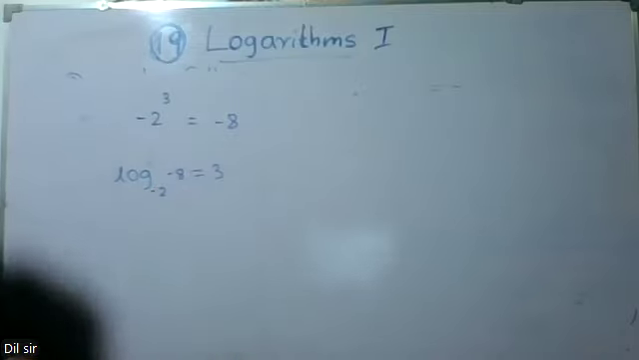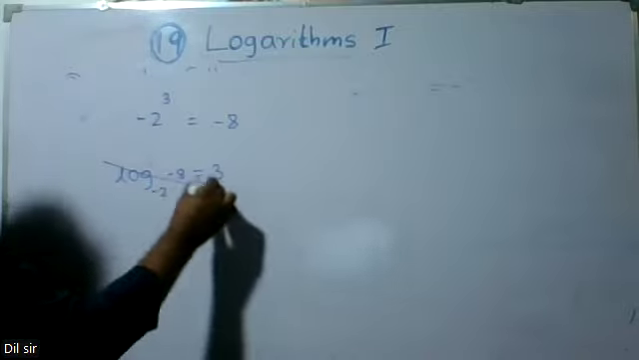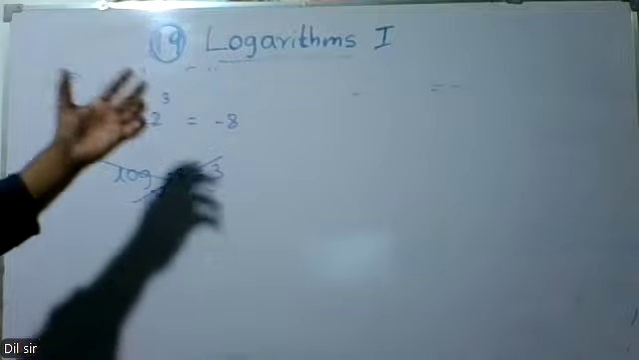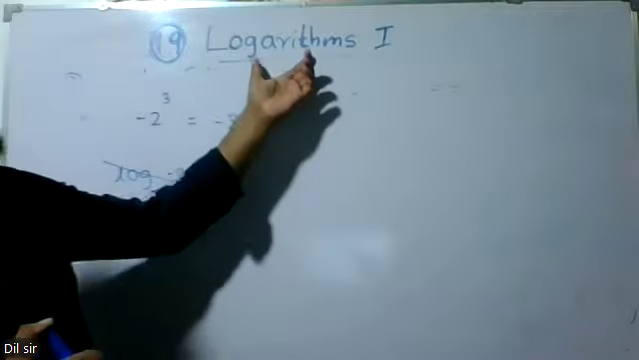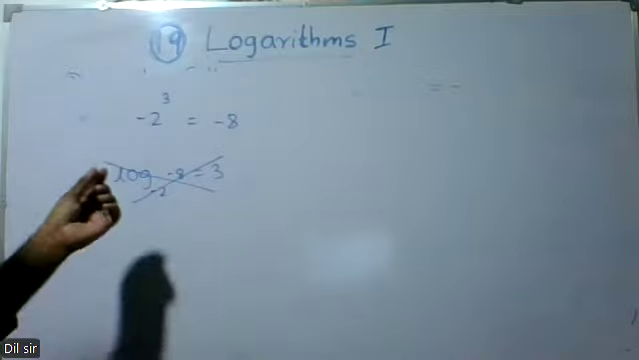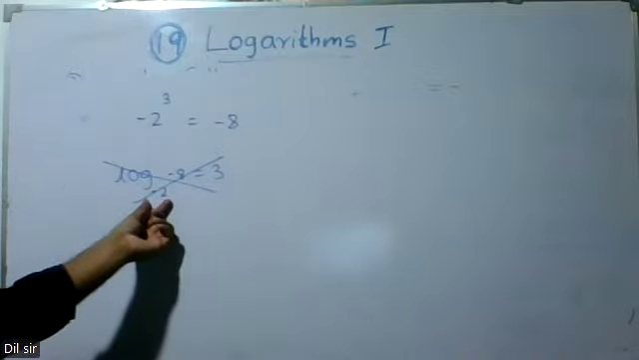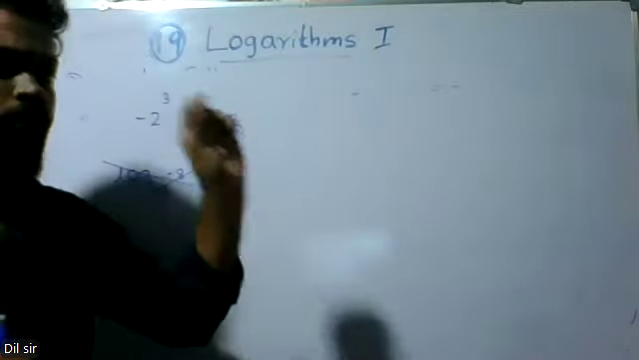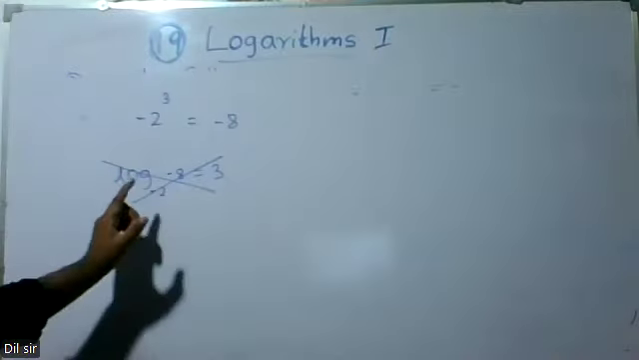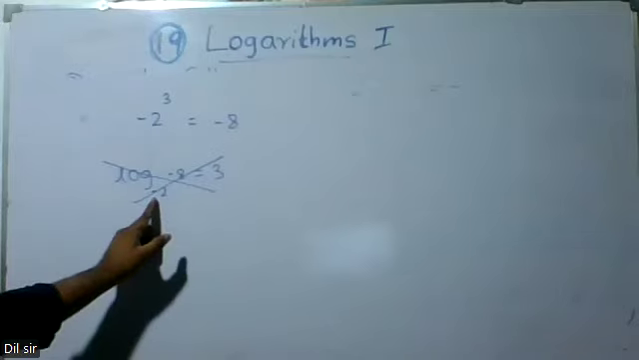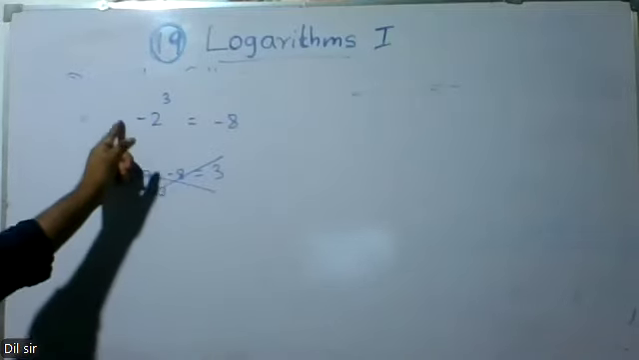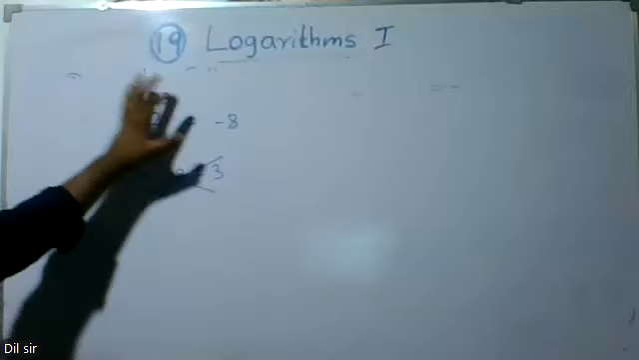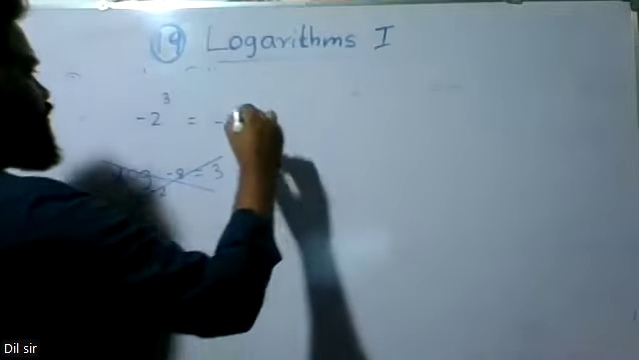Now listen to me, we are not using this. When we are considering logarithms, we are not writing negative bases. If you have any logarithm expression, the base is always positive. This index form is there: minus 2 to the power 3 equals minus 8. That is correct.